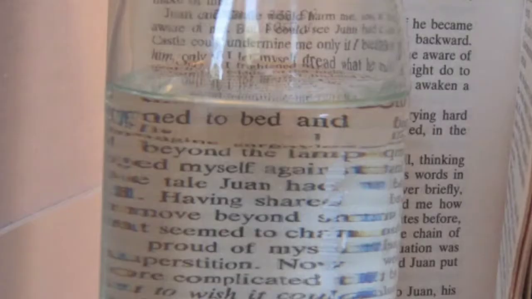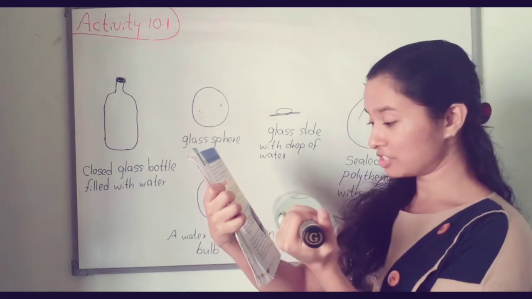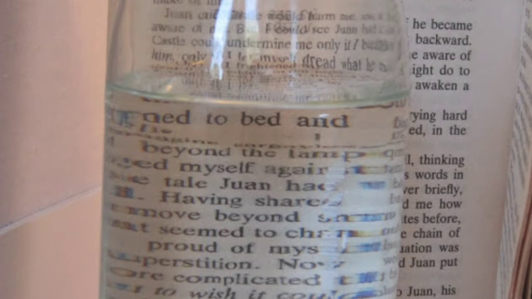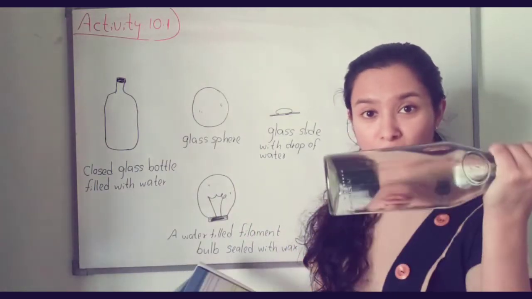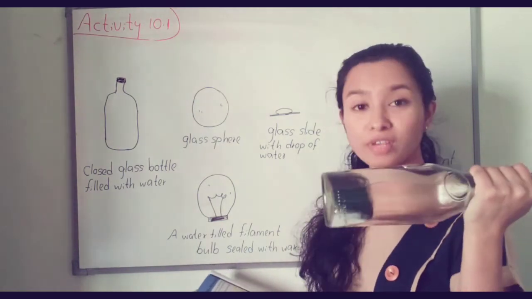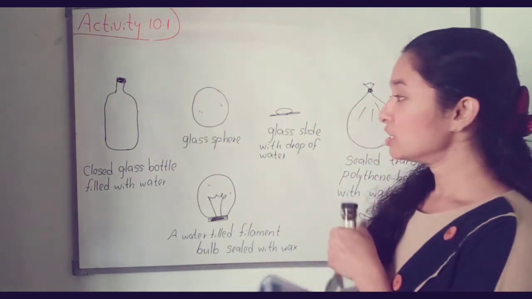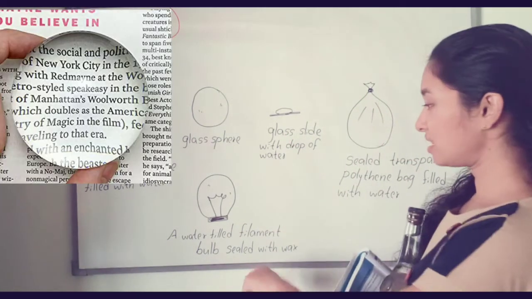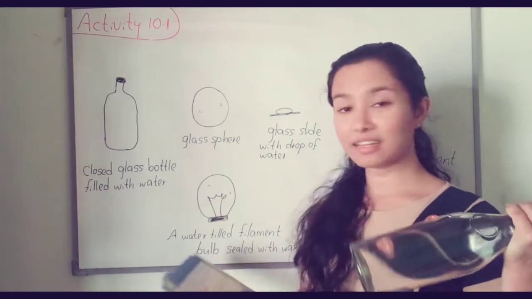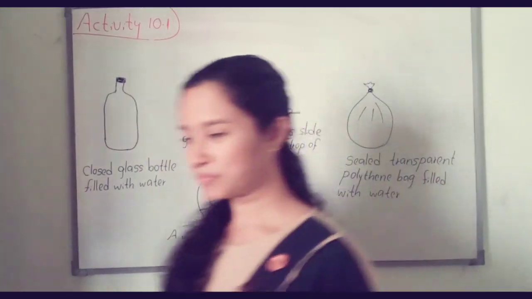Okay, I can observe the letters. The letters have become larger than the original. Yes, I can observe these letters enlarged. Why? By using this glass bottle filled with water. You can use these other instruments and observe small letters in a newspaper.